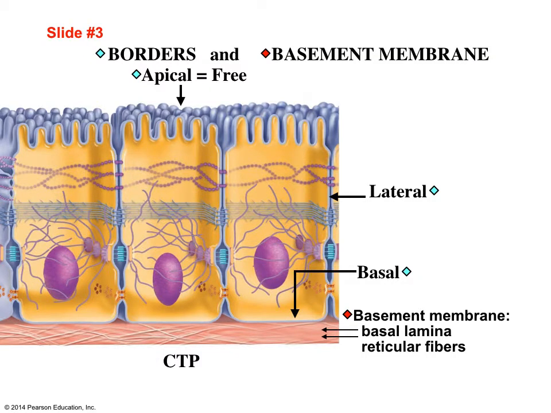Epithelial tissues are said to be polarized. That means that different borders have different specializations. The free or apical border is on top, lateral on the side, basal on the bottom. Basal borders are always resting on a non-living structure known as the basement membrane.